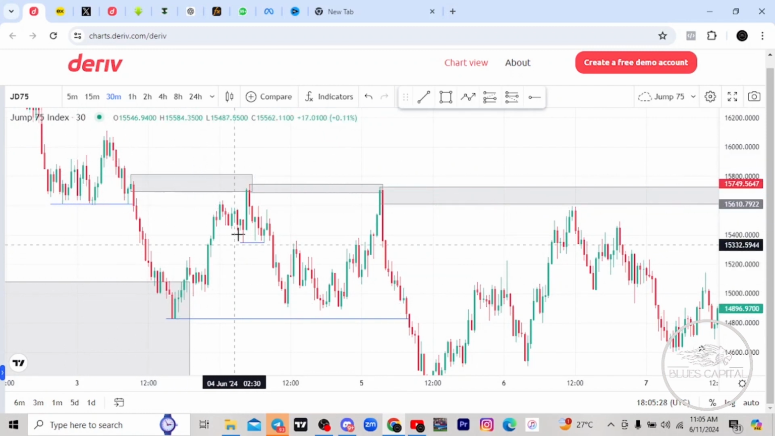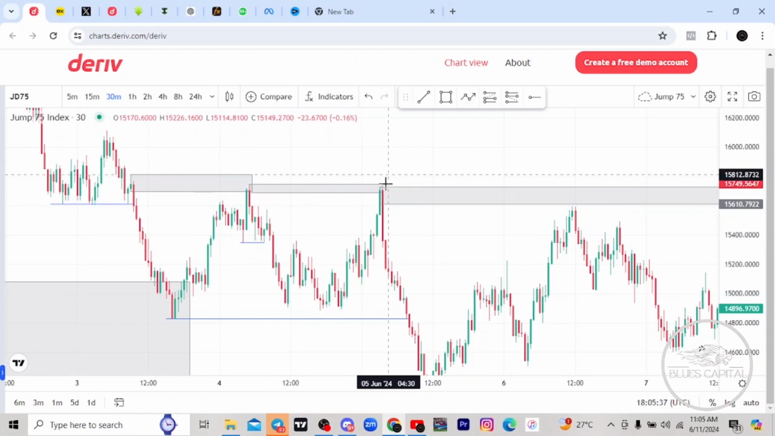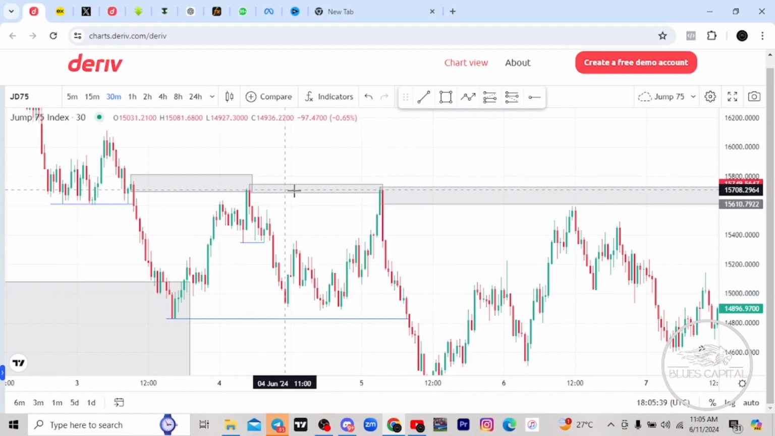Market did what? It traced back to this supply zone. This is a supply zone. That's an order block. Market respected the supply zone. That pushed to the downside. We'll trace a little bit inside the lower time frame block.